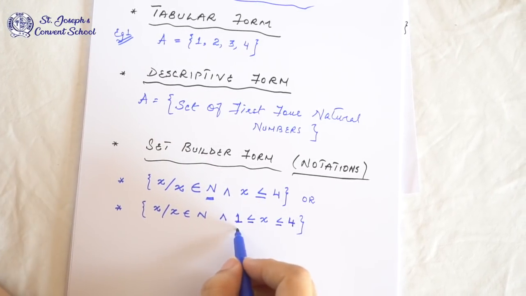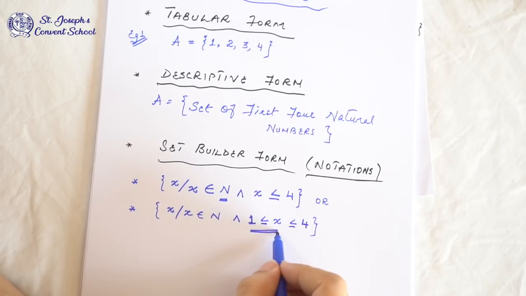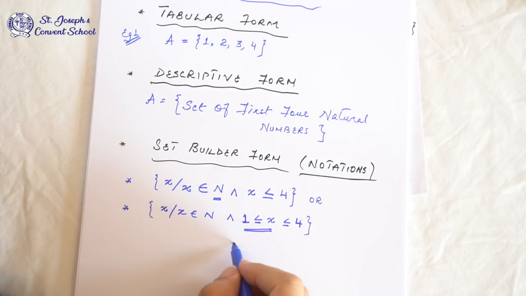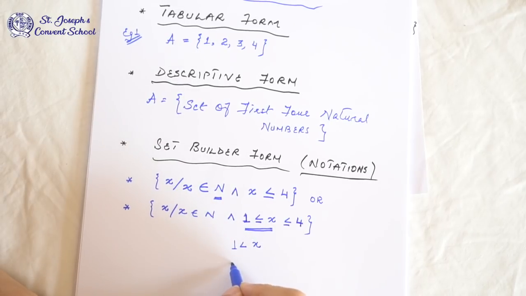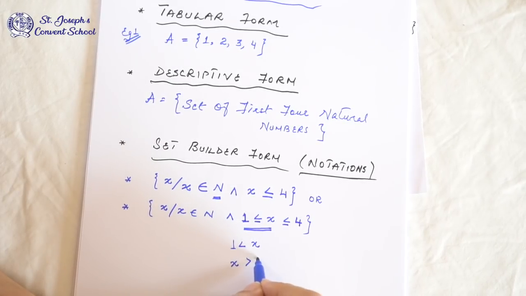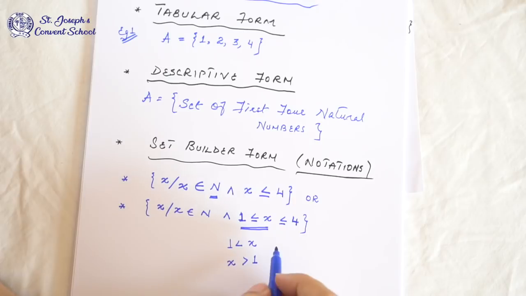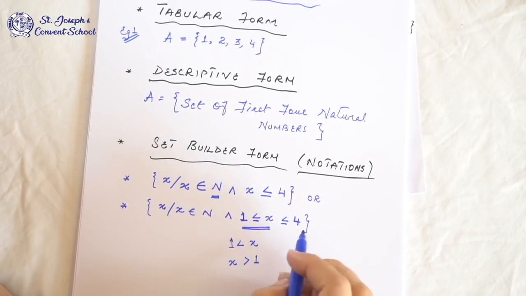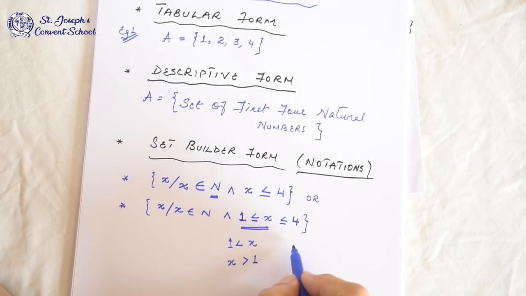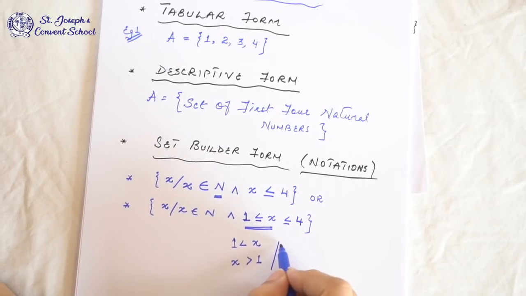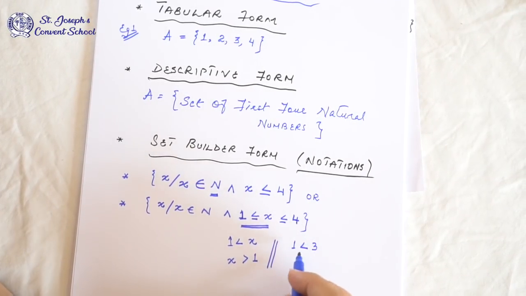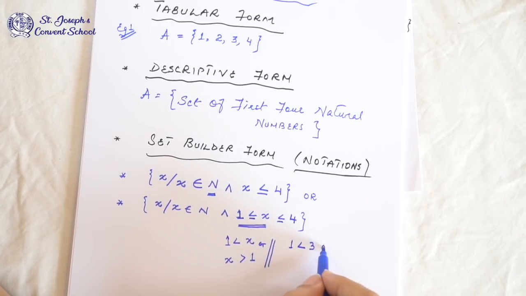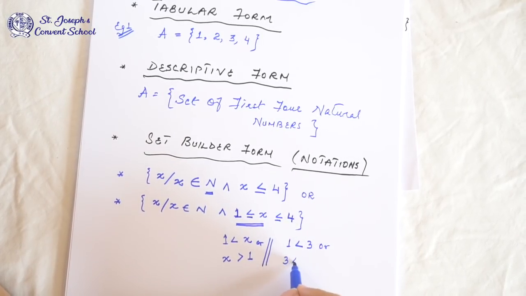This part, 1 is less than x, means x is greater than 1. This way also you can write: 1 is less than x means that x is greater than 1. Or suppose I write 1 is less than 3, you can say 3 is greater than 1.